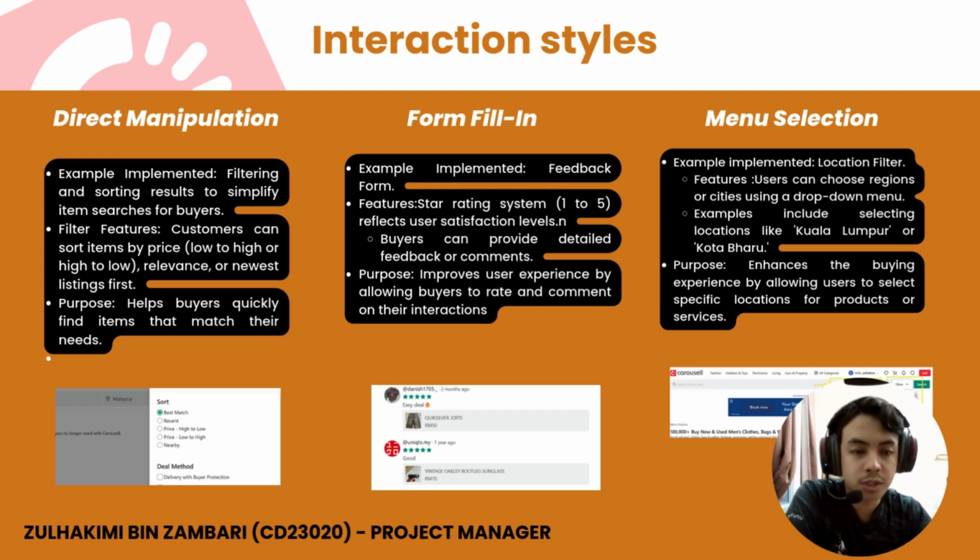So as a project manager, I will explain about the interaction styles that have been applied in the system, which are direct manipulation, form fill-in, and selection. So for direct manipulation, the example is filtering and sorting results to simplify item searches for buyers.